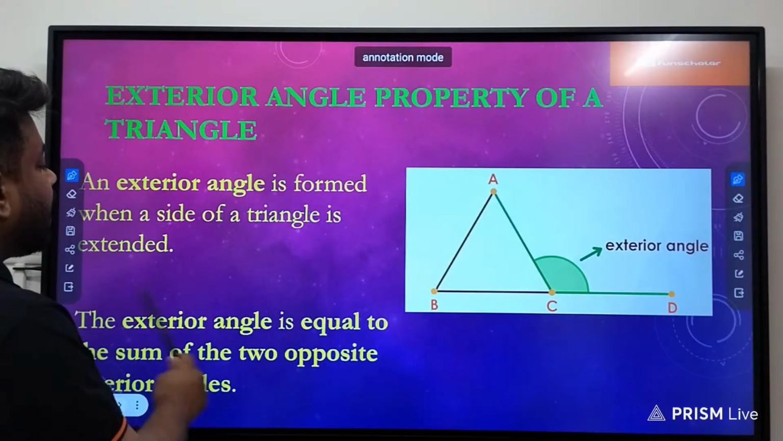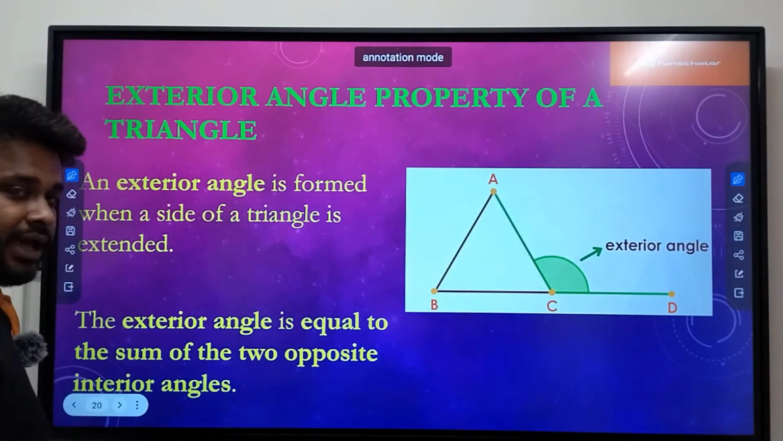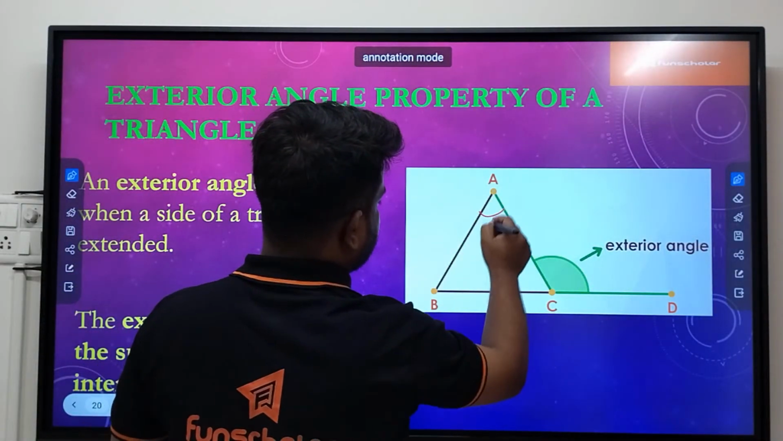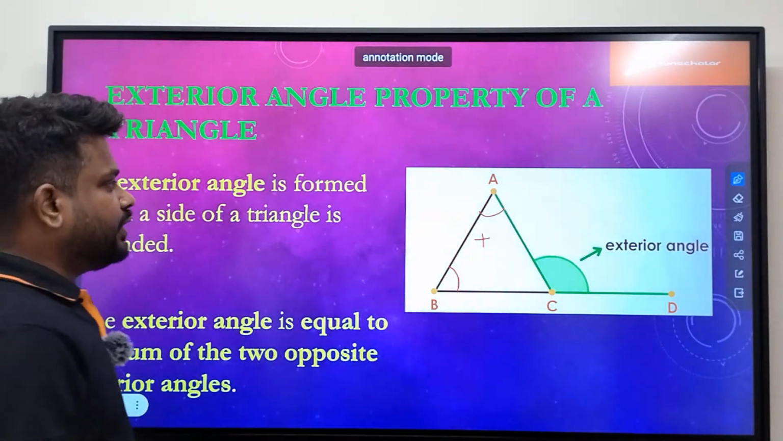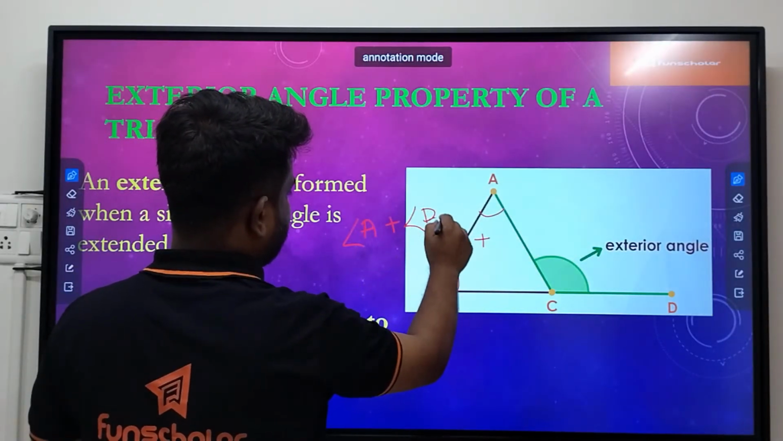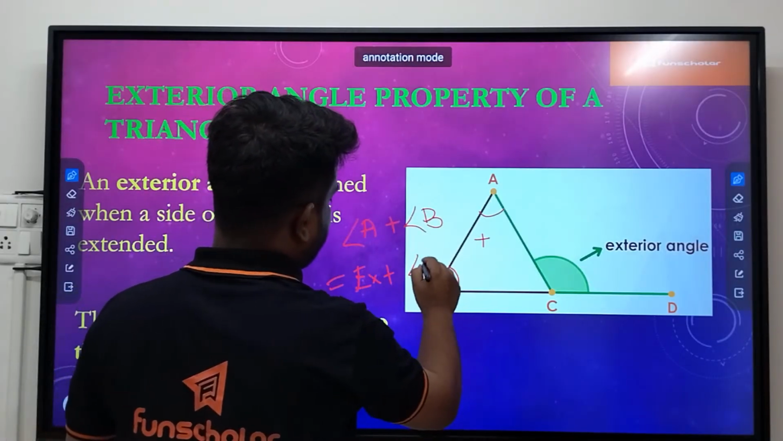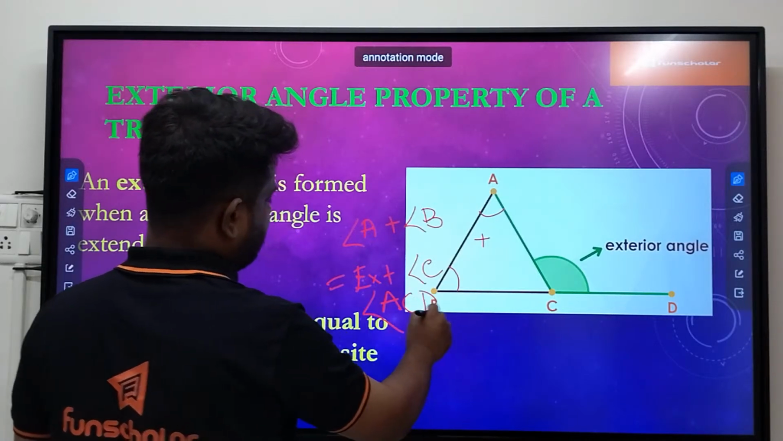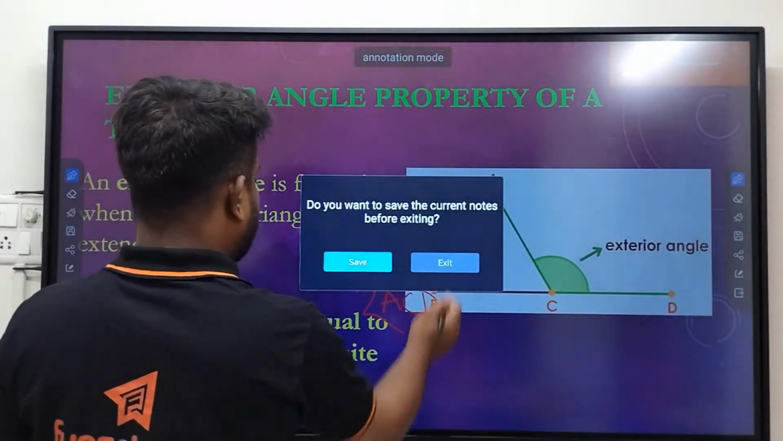and the exterior angle is equal to the sum of two opposite interior angles. Okay, so that means the measurement of this angle will be the sum of this angle and this angle, right? So the sum of angle A plus angle B will be the exterior angle C, or we can say angle ACD, right?